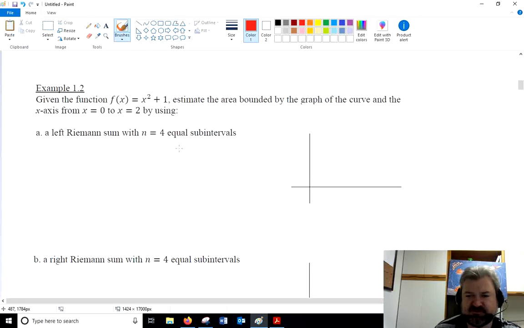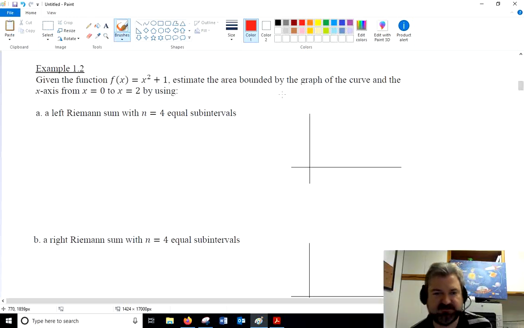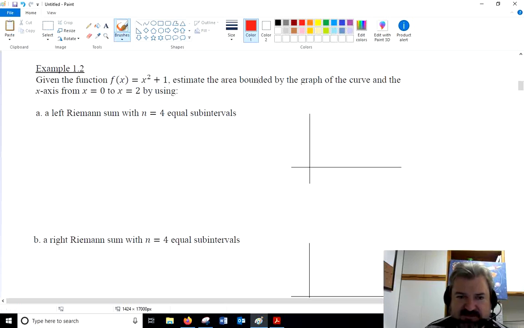All right, let's take a look at this with a function. And we can look at a little more different ways of doing this because now I'll have as much data as I want. All right, given the function x squared plus 1, estimate the area bounded by the graph of the curve and the x-axis from 0 to 2. Okay, we're going to be using a left Riemann sum of 4 subintervals.